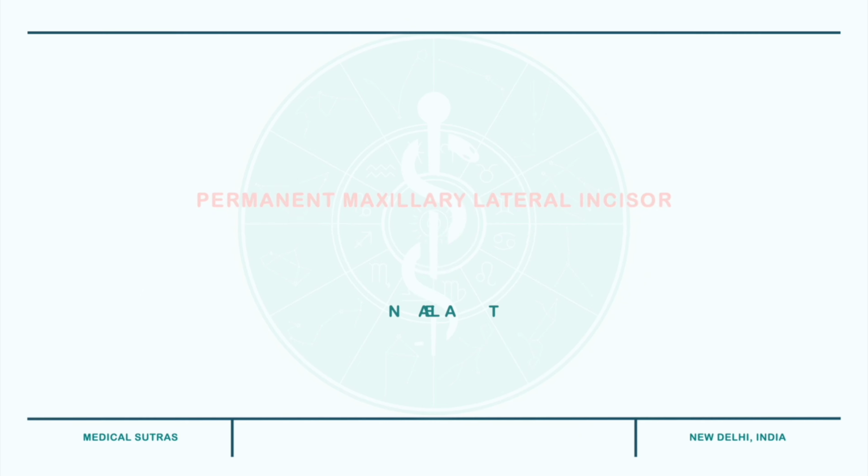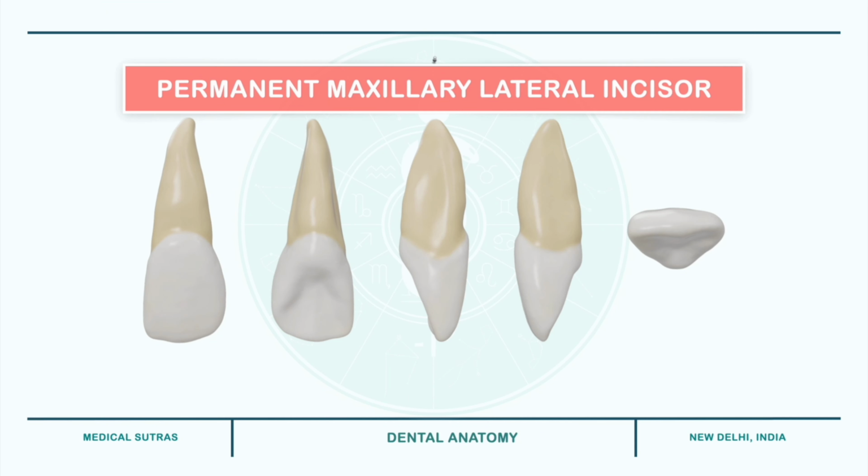So that was all about permanent maxillary lateral incisor. But keep in mind, the permanent maxillary lateral incisor shows the most variation among all permanent teeth except the third molars. The morphological features that we discussed today are typical ones and commonly found in human dentition.